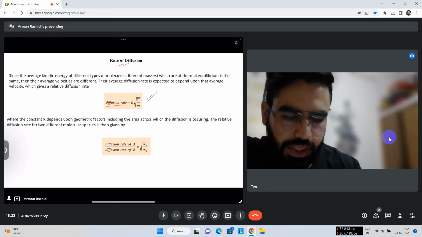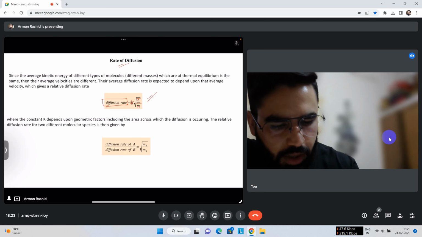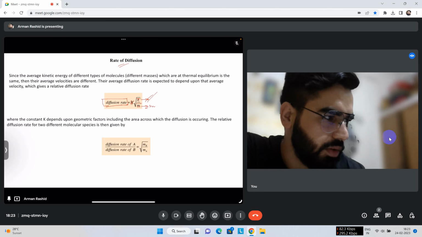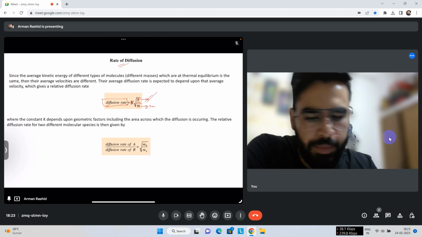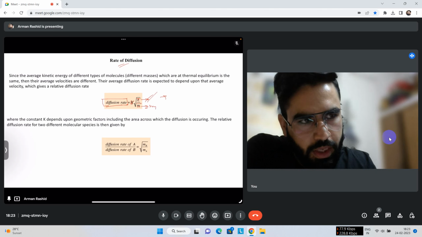Now this is the relative diffusion rate for two gas molecules, and this is the diffusion constant, which is directly proportional to temperature and m. Now diffusion rate depends upon temperature and is inversely proportional to the mass of the gas molecules, or the mass of the molecules concerned. Okay, so the higher the temperature, the higher will be the diffusion; the lower the mass, the higher will be the diffusion.